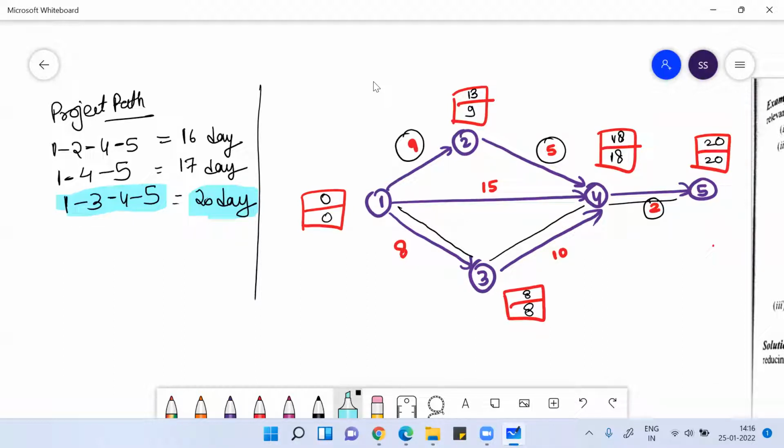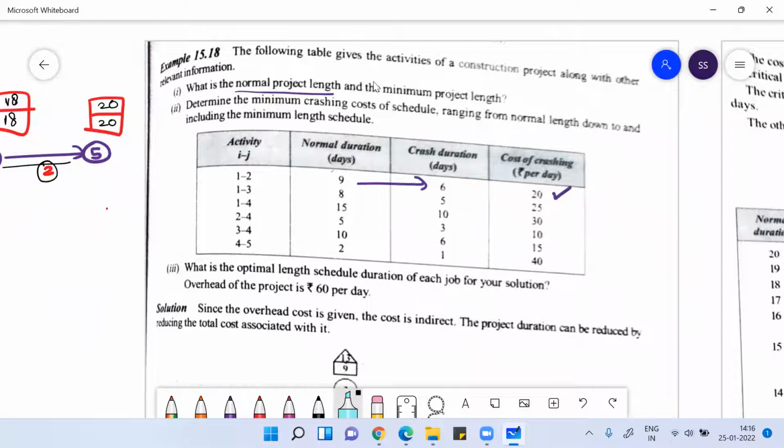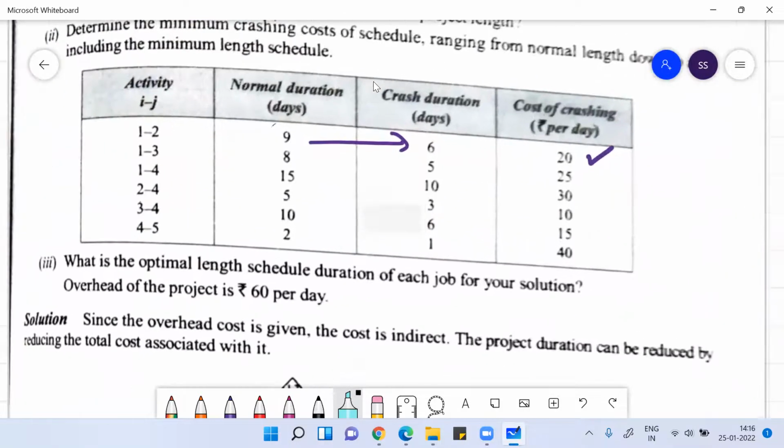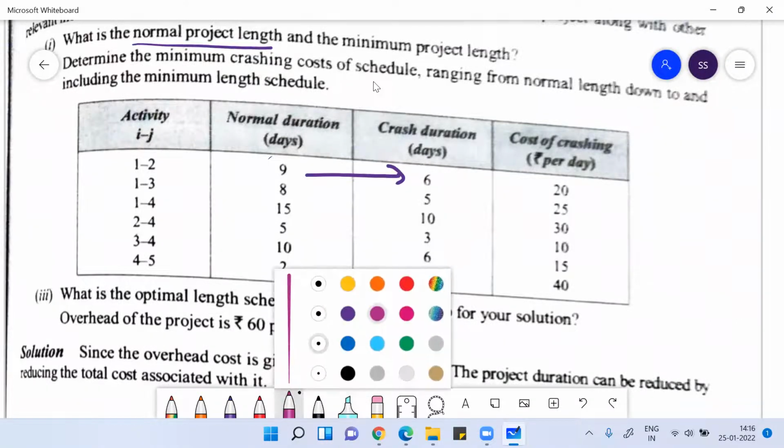So by using the concept of crashing, I can reduce the time of doing the work. I can crash this work to less than 20 days. For that I need the cost slope. The cost slope is in front of me. Next to it, I can write down the time, meaning the time to do the work.